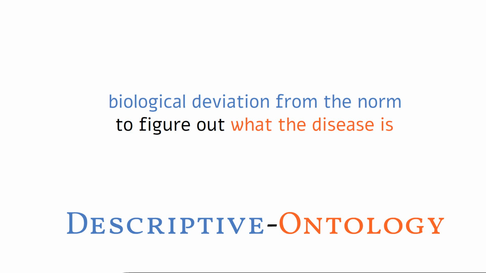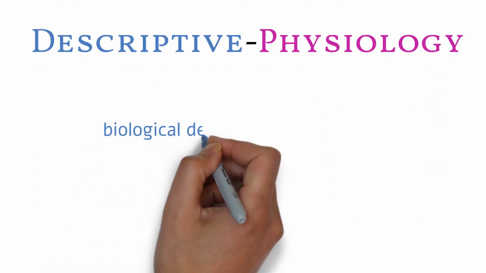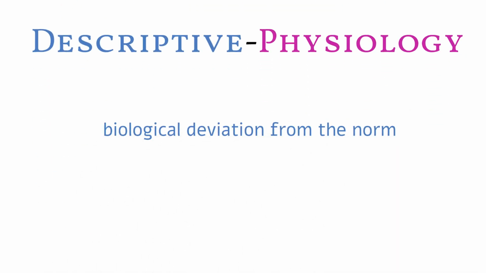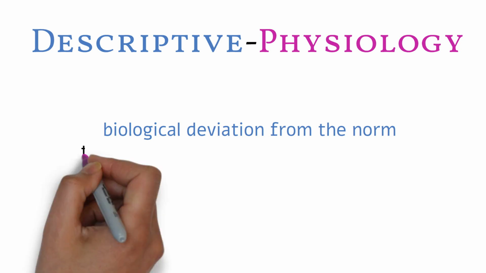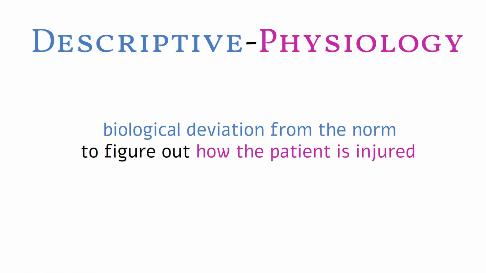A descriptivist physiologist will begin in the same way, by measuring deviation from the norm. But they'll be more concerned with the way that the individual patient is injured by the malady and addressing the likely cause, per biostatistics, of those injuries so that they can address those deviations. This sounds, to me at least, a little more like the practice of a general practitioner.